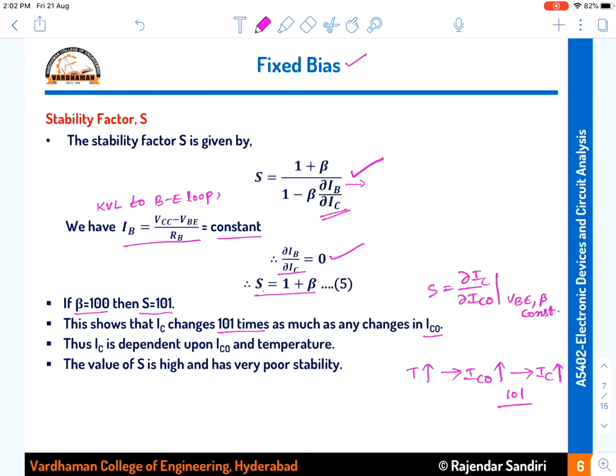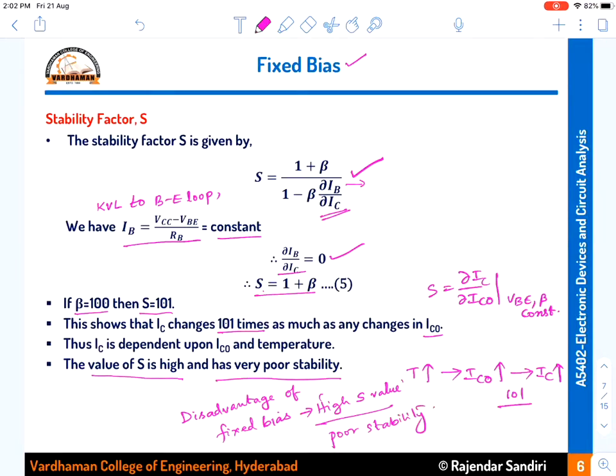That means the stability factor of the fixed bias has a very high value and it has poor stability. This is one of the disadvantages of fixed bias: it has a high S value. A high S value means it has very poor stability.